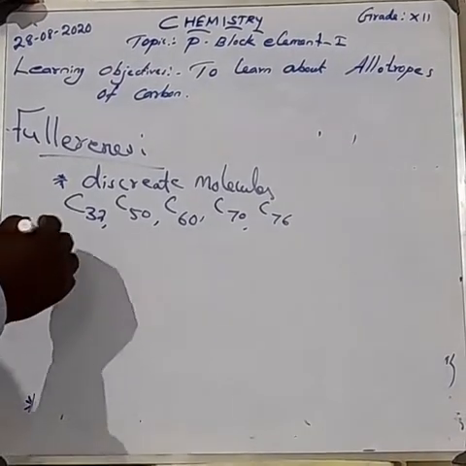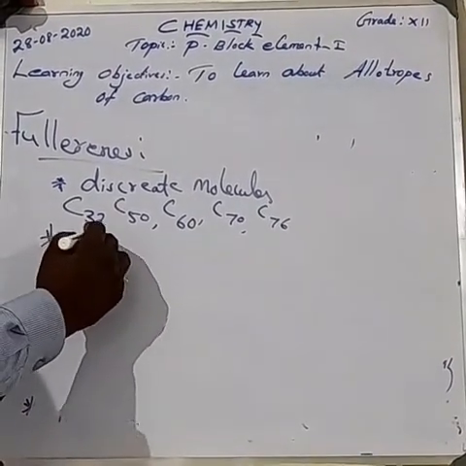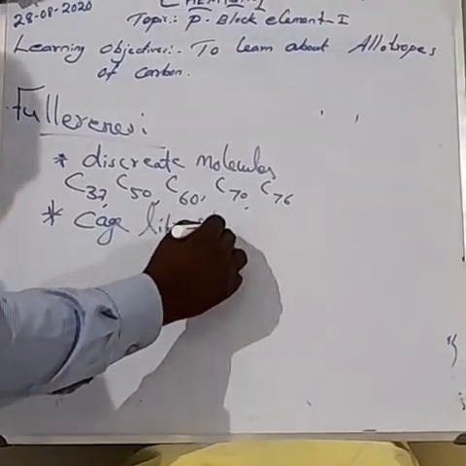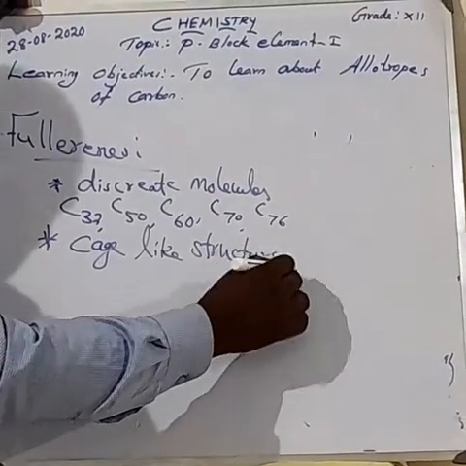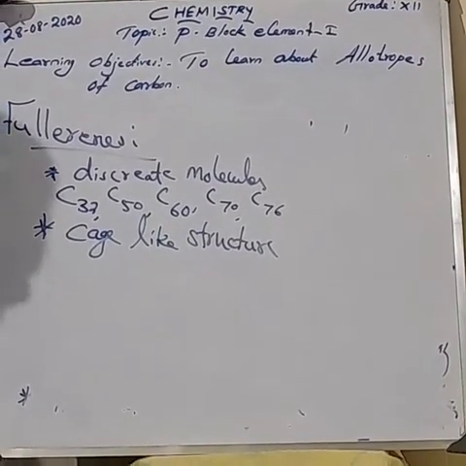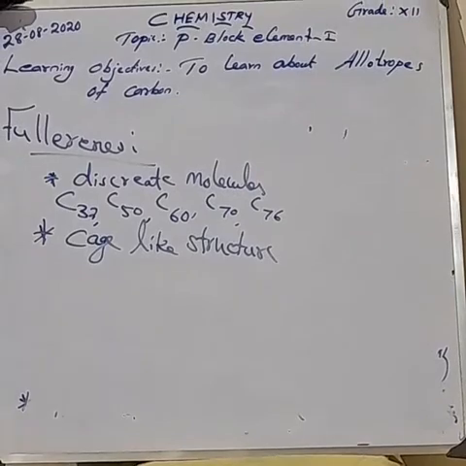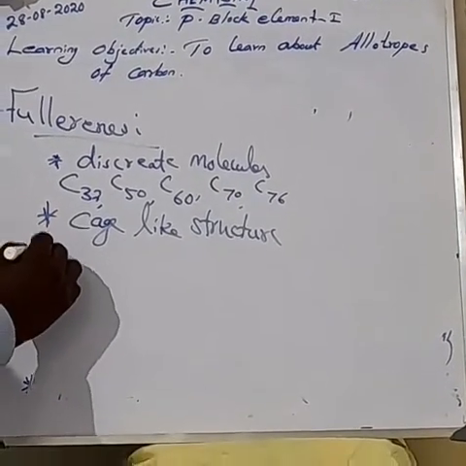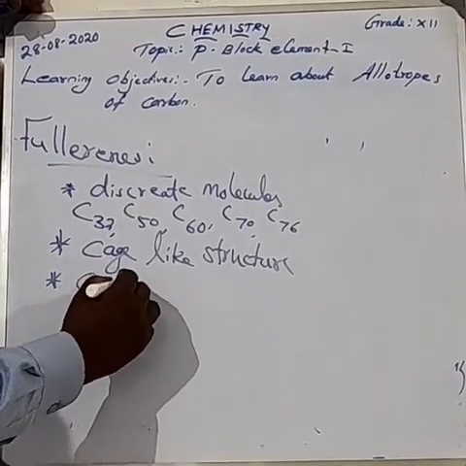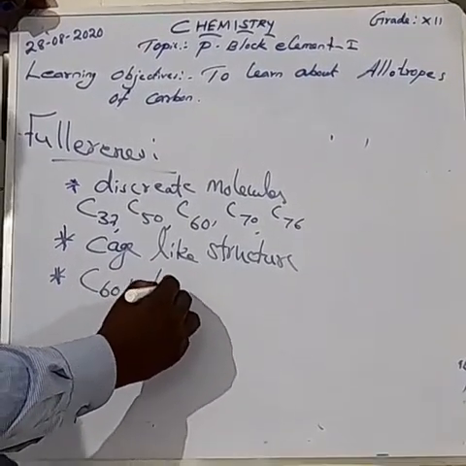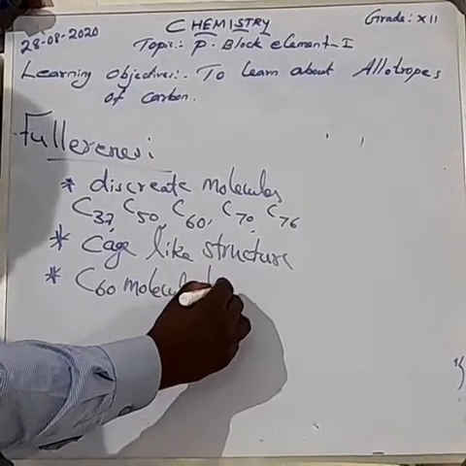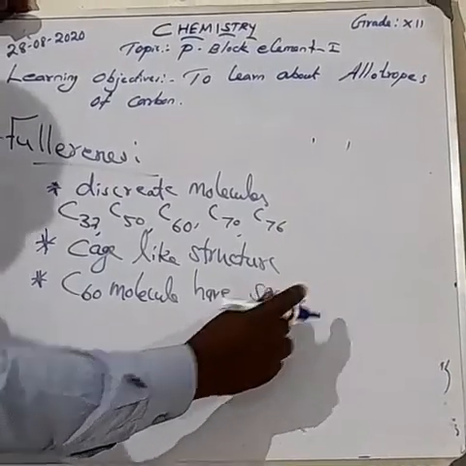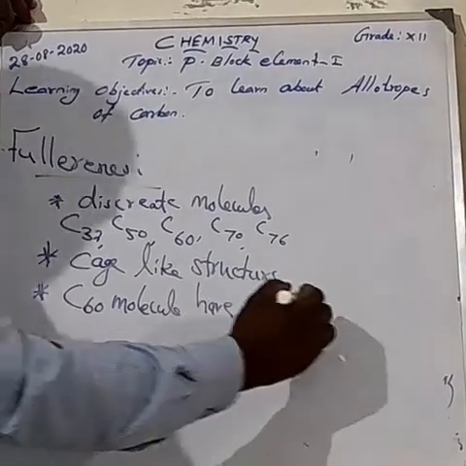They have a cage-like structure. Carbon 60 molecule has a soccer ball-like structure.